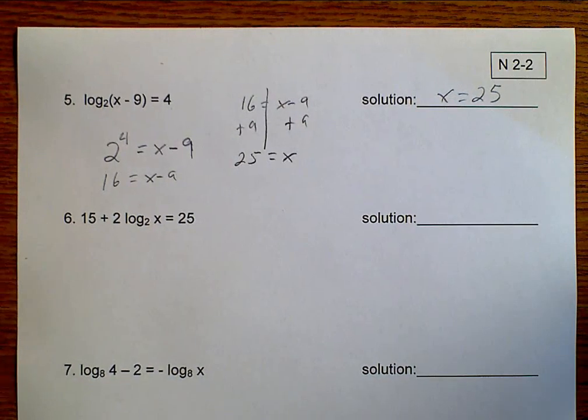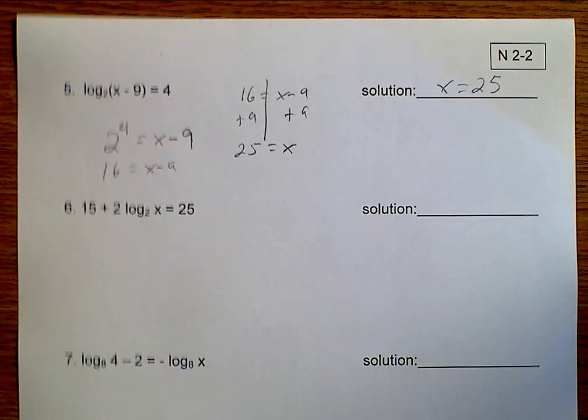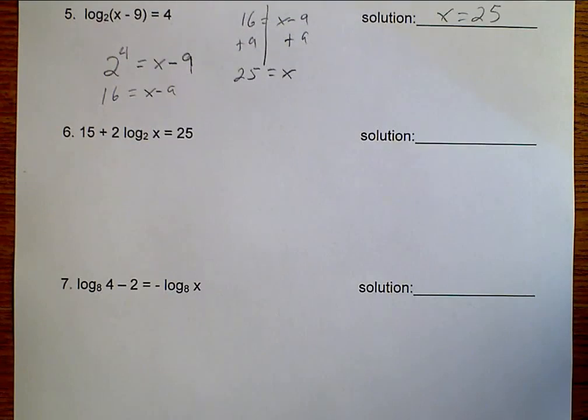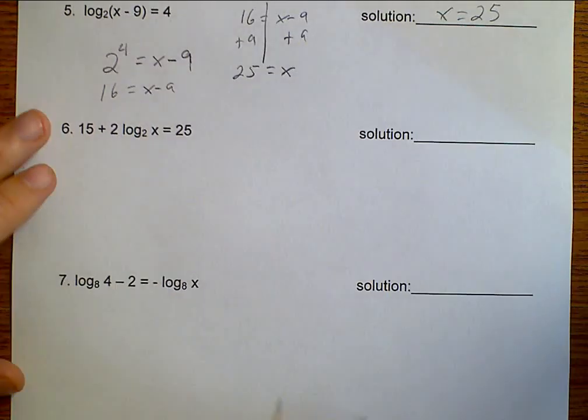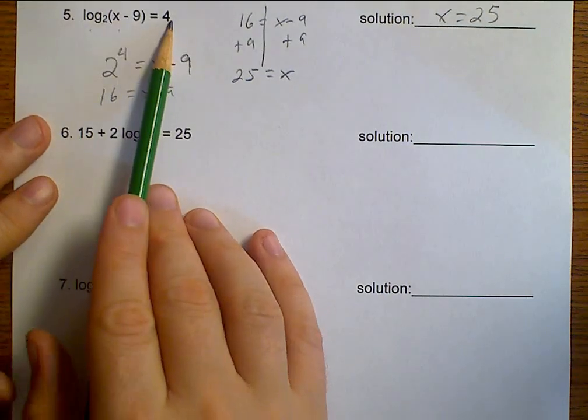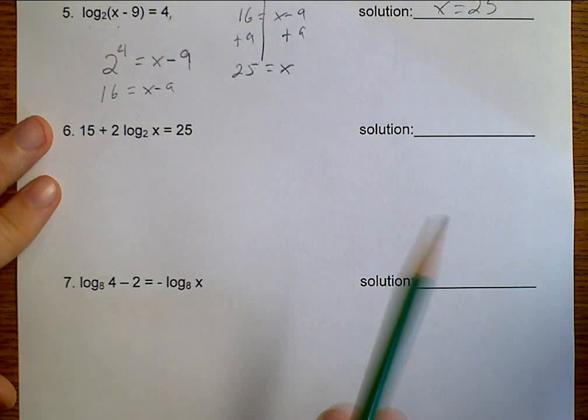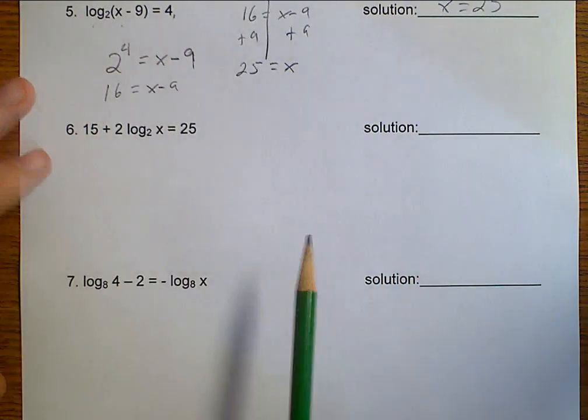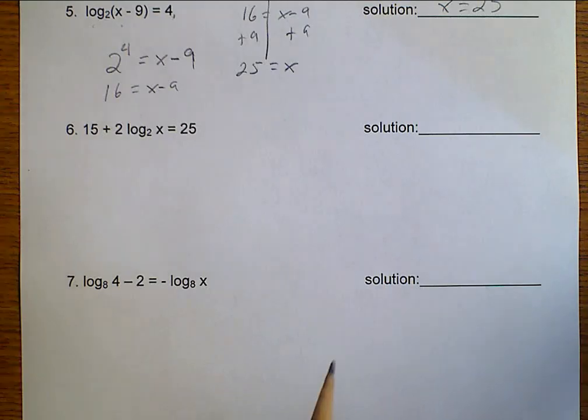Now for 6, 7, and 8, we're going to have to condense our logarithm because we want one log expression on one side and one term on the other, if we can. But we definitely have to have just a single log expression, and that needs to be the only thing on that side.